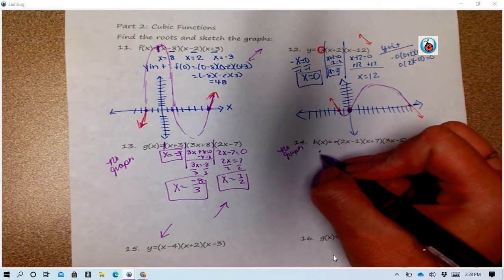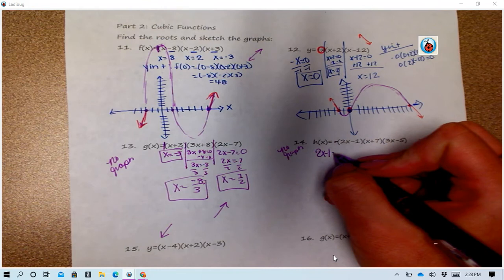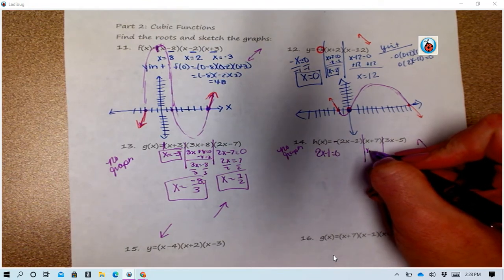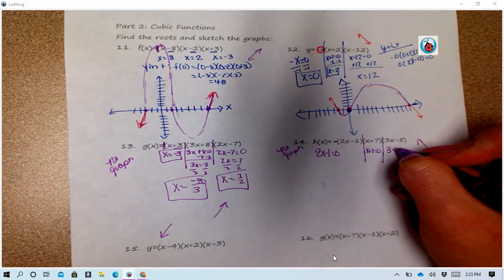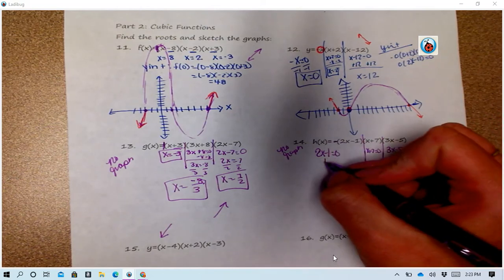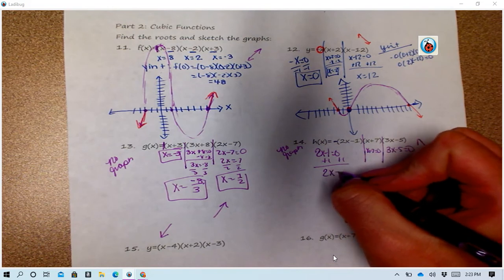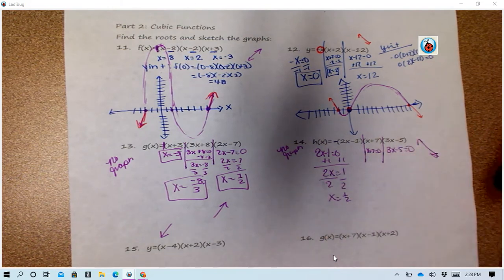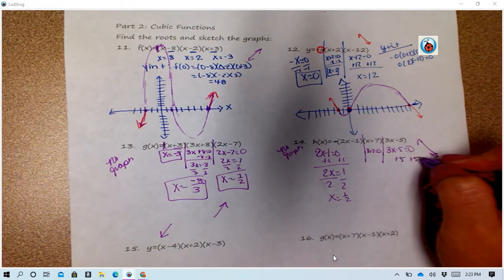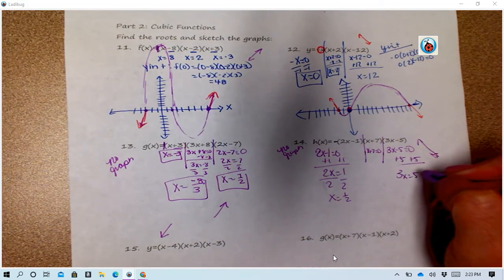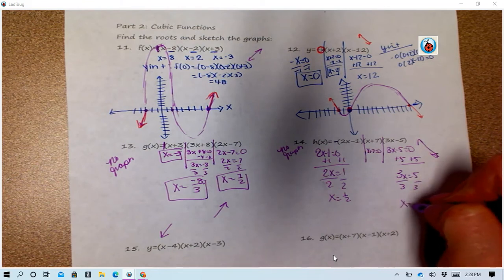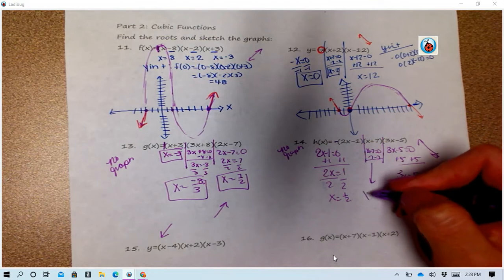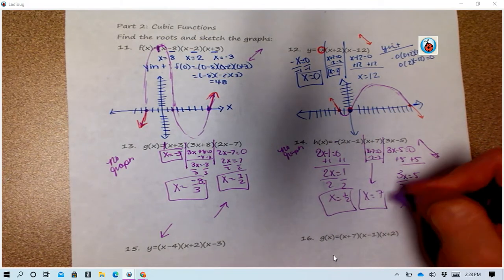So we're going to have 2x minus 1 equals 0, x plus 7 equals 0, and 3x minus 5 equals 0. Adding 1 to both sides, 2x equals 1. Divide by 2, x equals 1/2. Add 5 to both sides, 3x equals 5. Divide by 3, x equals 5/3. Subtract 7, we get x equals -7. So these are the 3 roots.